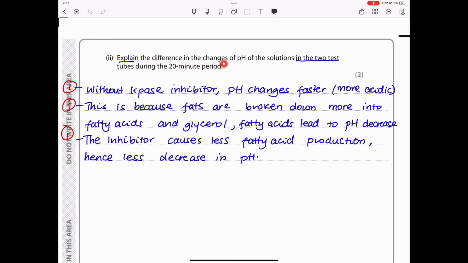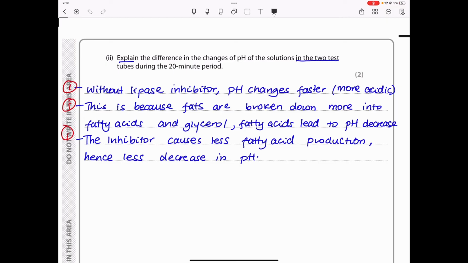Explain the differences in the changes of pH of the solutions in the two test tubes during the 20-minute period. So here we see there is without lipase inhibitor, and in the other experiment there was with lipase inhibitor. Remember, lipase causes the breakdown of fats into fatty acids and glycerol. So if there is no inhibitor, the lipase is going to cause more fatty acid production, and therefore the pH is going to decrease faster.